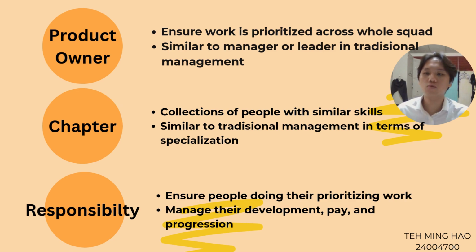Number two, chapter. A chapter is a collection of people with similar skills that work in different squads. A chapter is formed to manage the staff and structure throughout the organization. So a chapter is really similar to traditional management in terms of specialization. Number three is responsibility, where those people ensure all the employees are prioritizing work and achieving the goals that they already set, and they manage their development, pay, and progression to make improvements across the company.